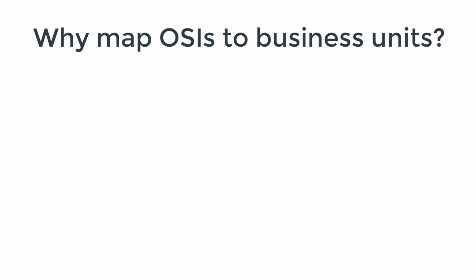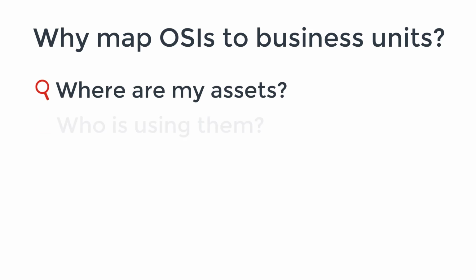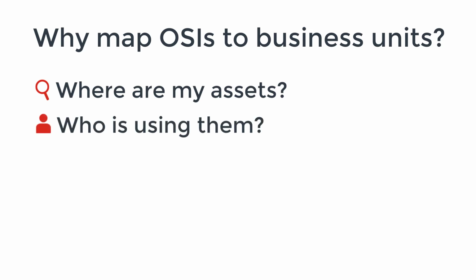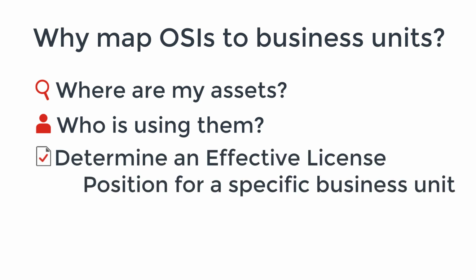Mapping your OSIs to business units is a good idea. It enables you to get a better feel for where all of your assets are, who is using them, and most importantly for License Optimizer, it enables you to determine an effective license position for specific business units.